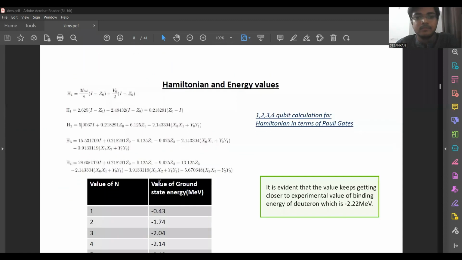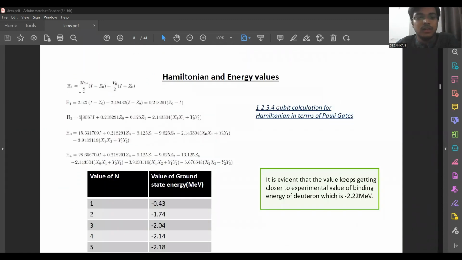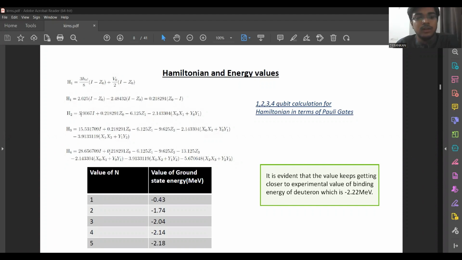Okay. So here I have shown how the different Hamiltonians look like. H1 is a 1-qubit Hamiltonian, and so on, H2, H3, H4. So H4 is a 4-qubit Hamiltonian, and you see, as I keep on increasing the value of n, the number of qubits in the Hamiltonian, the number of terms keeps on adding, and we reach closer to our experimental value, which is minus 2.22 mega electron volt. So around 5 qubits, you see it is minus 2.18 mega electron volt.